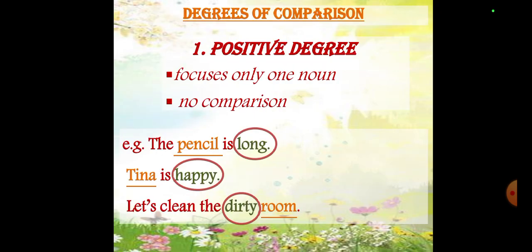So degrees of comparison. Let me do it in a brief way. Positive degree: you have to focus on only one, no comparison. You're just talking about a single thing. Like, the pencil is long; here we're talking about only one pencil. Tina is happy; no one else is happy with Tina, only singular Tina is happy.